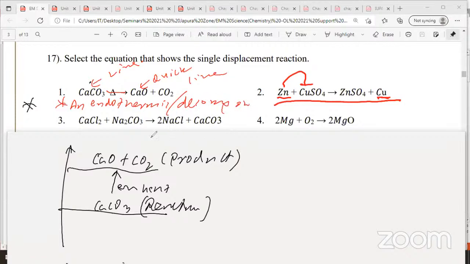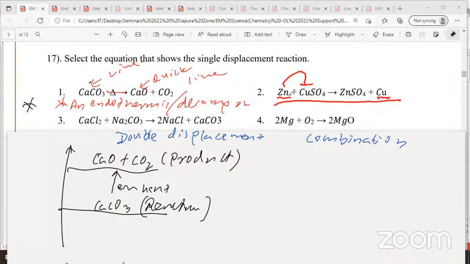Okay. The third one is a double displacement reaction. And this is a combination reaction. The fourth one, please write under it: combination reaction. So the answer is the second.